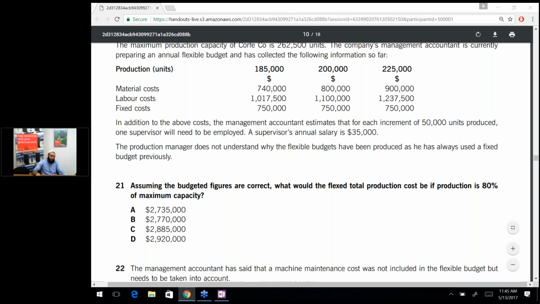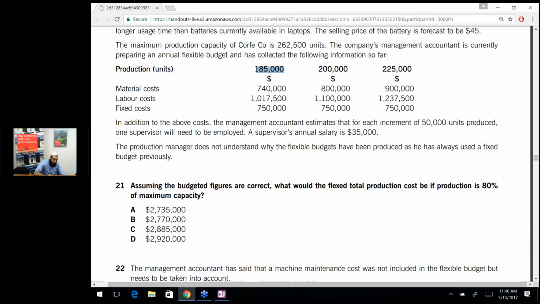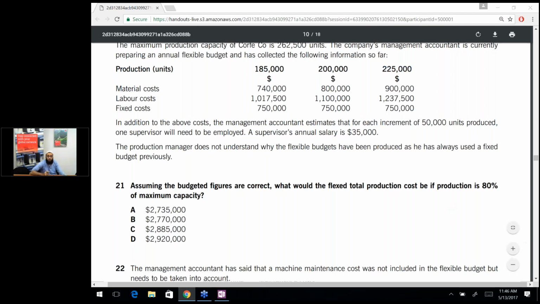Check for labor as well, very quickly. 1,017,500 divided by 185,000. Tell me the answer per unit. And do the same working for 1,237,500 divided by 225,000. Is it same 5.5 everyone? Yeah, it's same. Now, if it is same, it is a pure variable cost. So remember, when the cost per unit is same, it's a pure variable cost.